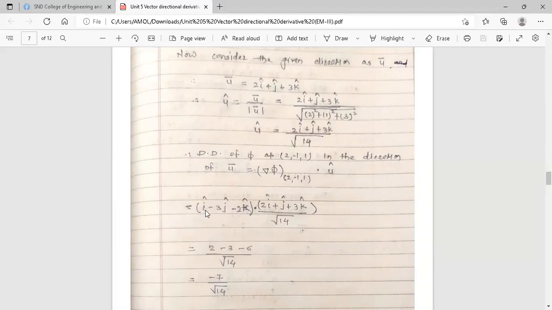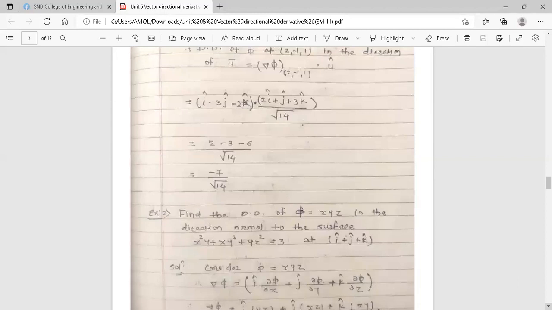So you just multiply the coefficients. The coefficient of i cap in the first vector is 1, in the second vector it is 2, so 2 into 1 is 2. Then the middle coefficients, minus 3 into 1, is minus 3. Then the third coefficients, minus 2 into 3, is minus 6, upon root 14. If we simplify it, it is minus 7 upon root 14. So this is the directional derivative of phi at (2, -1, 1) in the direction of u bar. This is your answer, minus 7 upon root 14.